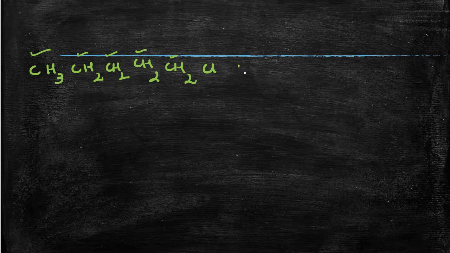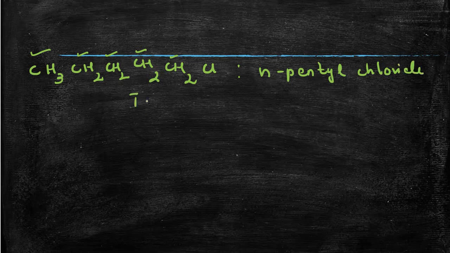Let us take one more example. CH3, CH2, CH2, CH2, CH2, Cl. What is the common name for this compound? First we have to count how many carbon atoms are there. 1, 2, 3, 4, 5. So 5 carbon atoms are there. So the common name for the compound will be n-pentyl chloride.